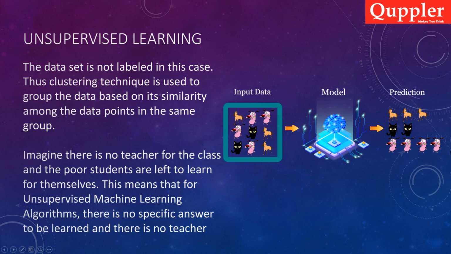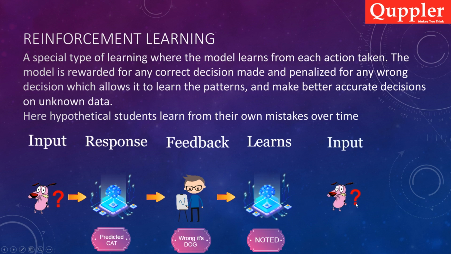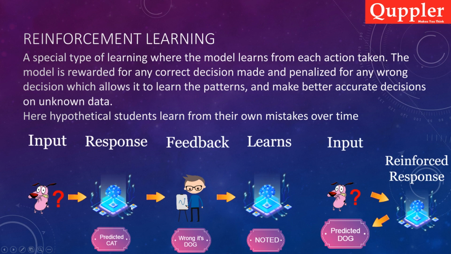Once the model learns it, from next time onwards, if I take any unknown data of a dog and give it to my model, as a kind of reinforced response it will return a prediction saying this is a dog. Based on its past experience, the wrong prediction it made, it takes that as feedback, learns, and performs a reinforced response on unknown data to give the right prediction. That is what reinforcement learning does.